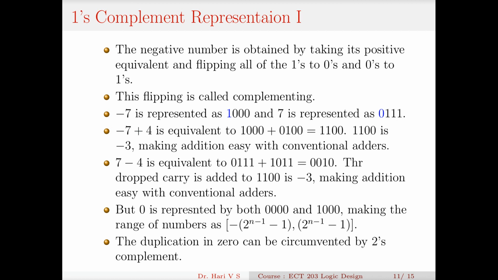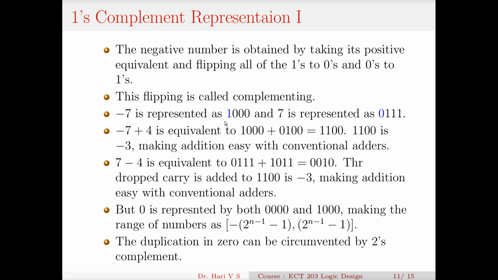So to overcome these difficulties, people use the one's complement representation. So complement means the complement of a 0 is a 1, the complement of a 1 is a 0. Like if the bits are flipped, it becomes a complement. So the negative number is obtained by taking its positive equivalent and flipping all the 1s to 0s and 0s to 1s. Okay. This flipping of 1 to 0 and 0 to 1 is called complementing.